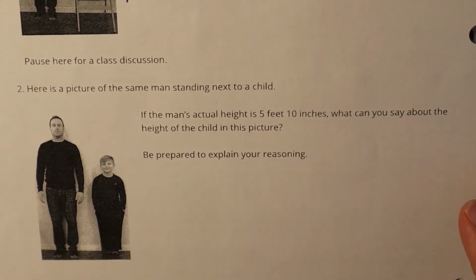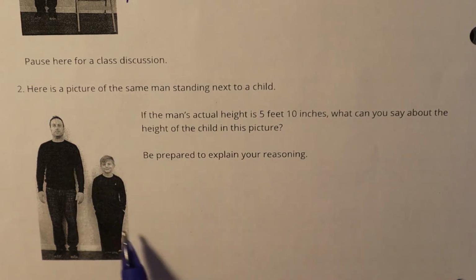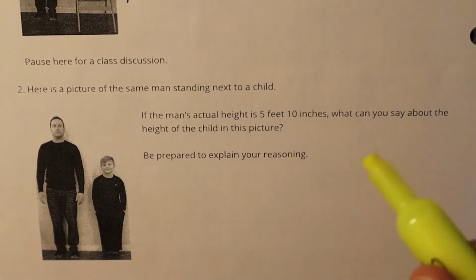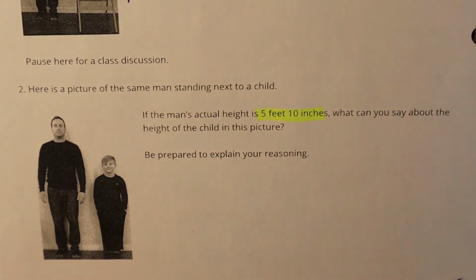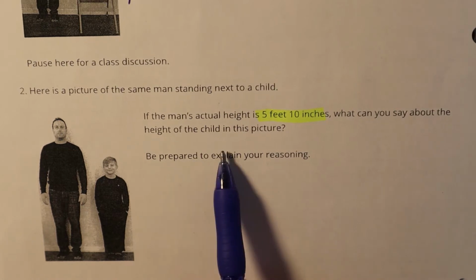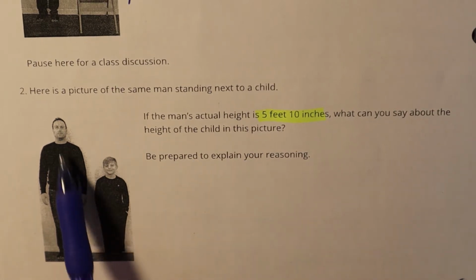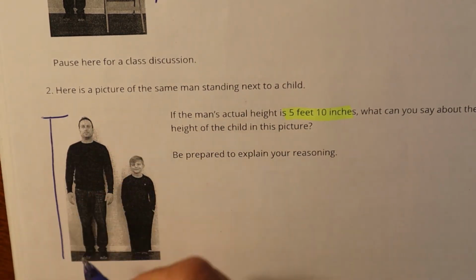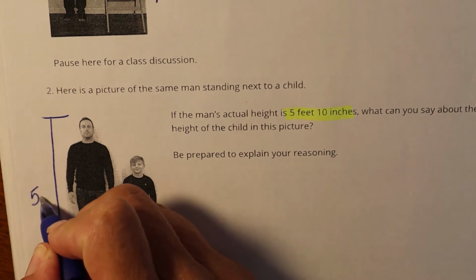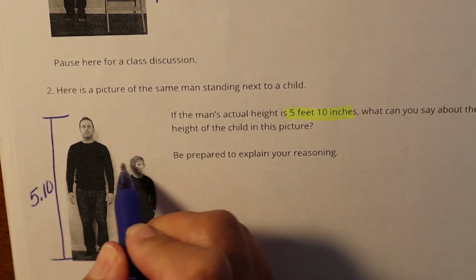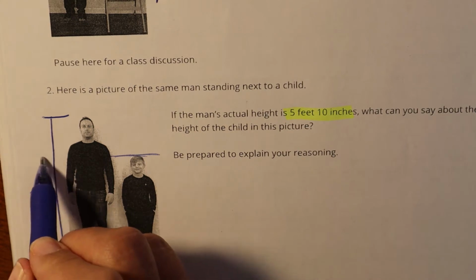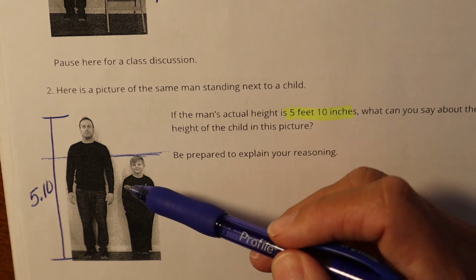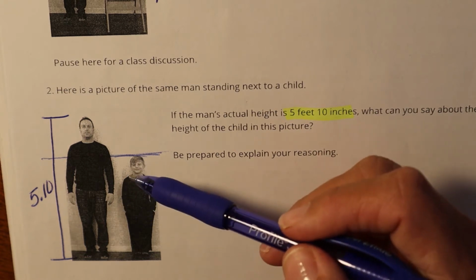Let's look at number 2. Now we've got a man standing next to a child. It says if the man's actual height is 5 feet 10 inches, what can you say about the height of the child in this picture? Let's say, according to the problem, this man is 5 foot 10. If we draw a line at the boy's height, clearly the boy is greater than half of the length of the man. So we know he's going to be taller than half of it.